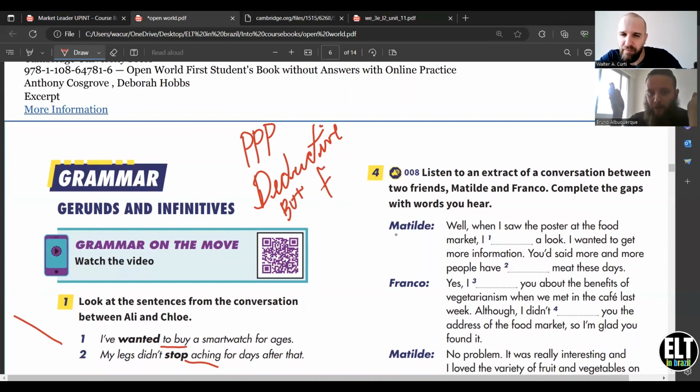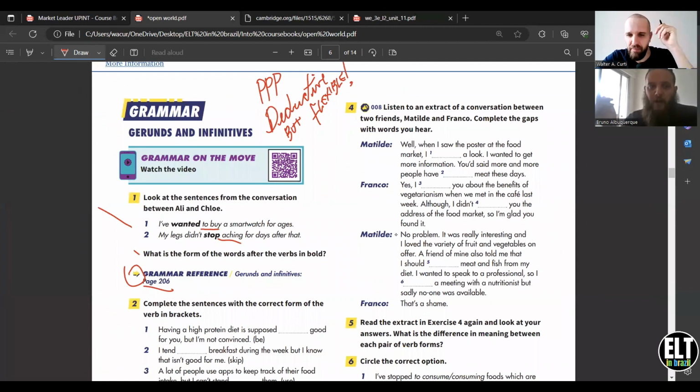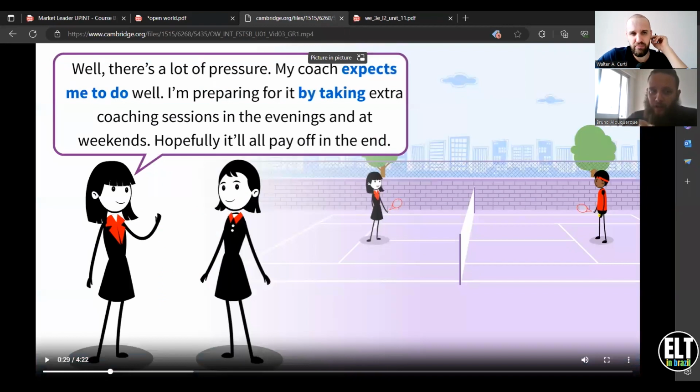If you stop the video there in the animation, and you finish the animation, you stop the video, and then you go to exercise 1, look at the sentence from the conversation between Ali and Chloe, which I think is the very first conversation in the video, so it would take you a minute and a half of the video. Then it becomes inductive. So what do you see in the video? What is that? Yeah, so maybe not even a minute and a half, just 40 seconds. 40 would be enough, right?